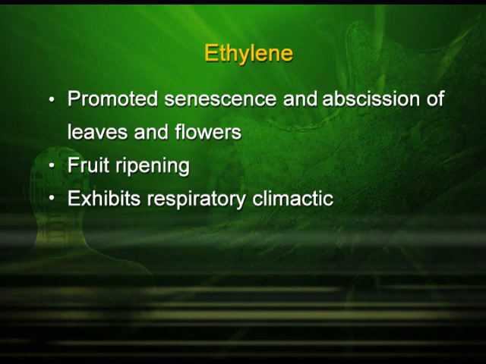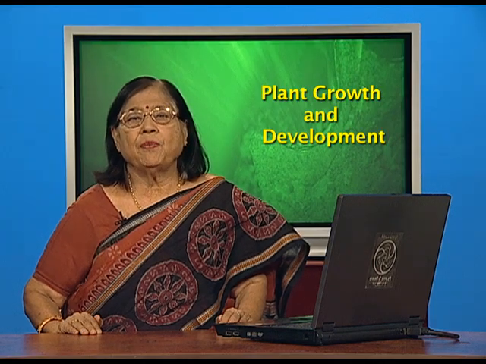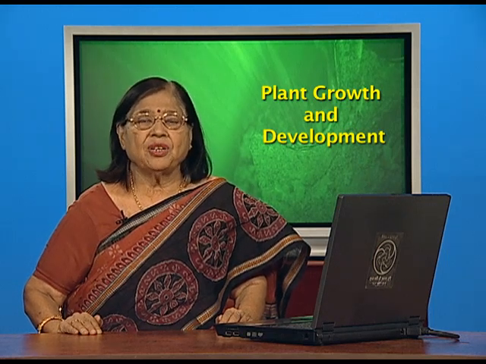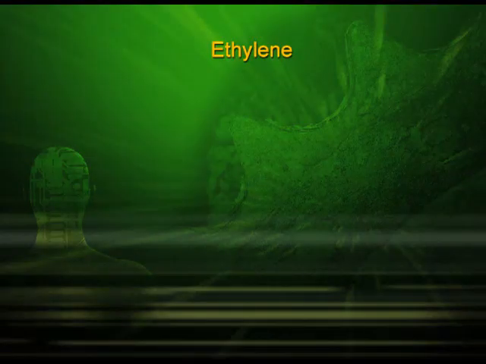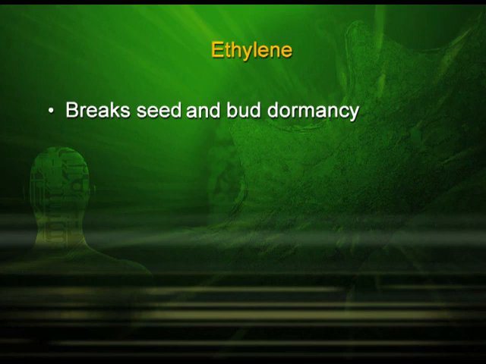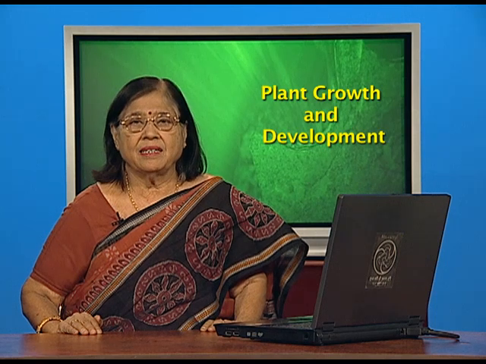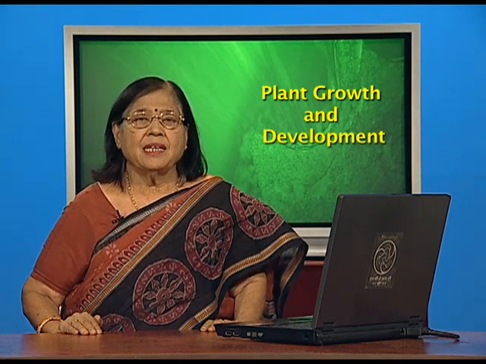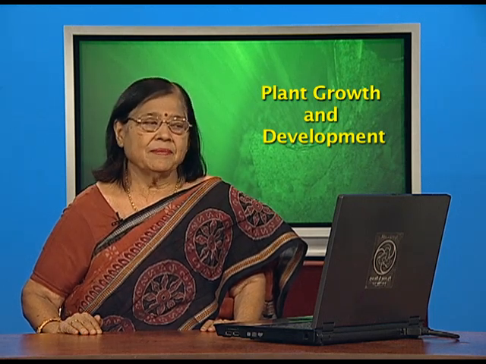It exhibits respiratory climactic. You know, respiration is as important in plants as in us, and that climax is reached with the help of ethylene. Ethylene has many more roles to play. It breaks seed and bud dormancy. When seed is kept in a container, it does not germinate, and when kept in moist soil, it germinates. So, that dormancy is broken by ethylene.